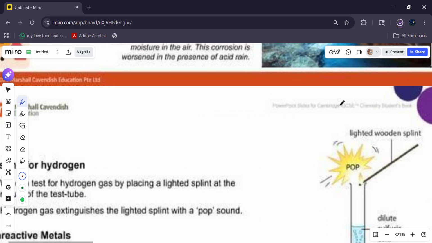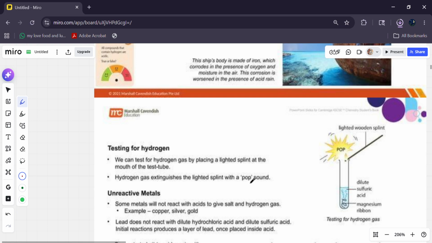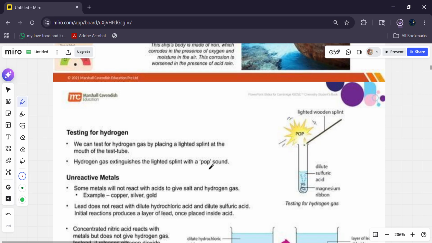here is testing for hydrogen. We can test for hydrogen gas by placing a lighted splint in the mouth of the test tube. Hydrogen gas extinguishes the lighted splint with a pop sound.